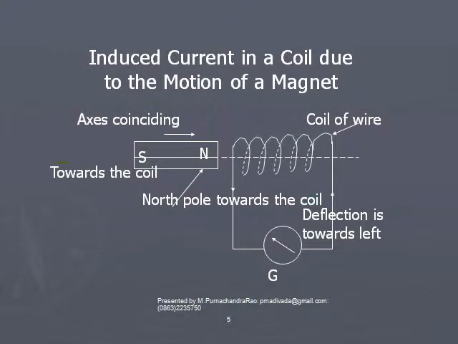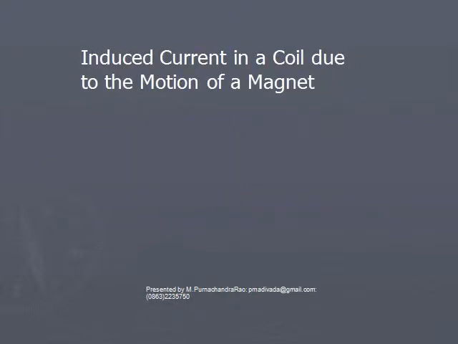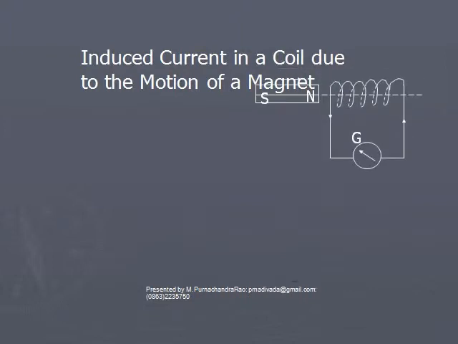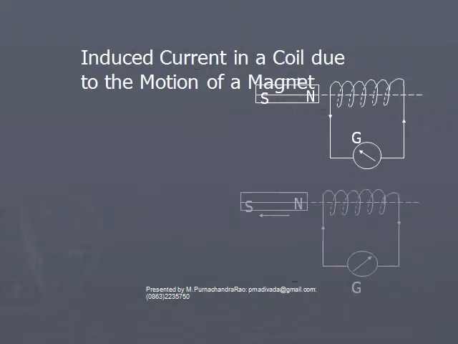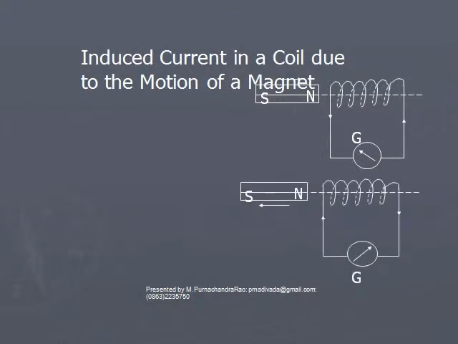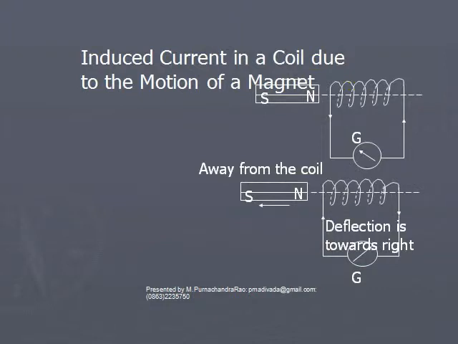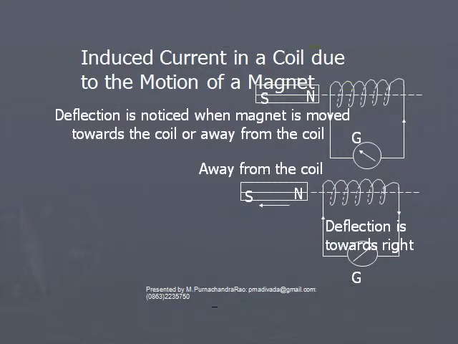We notice deflection in the galvanometer whether we move the magnet towards the coil or away from the coil. The upper figure shows the magnet moving towards the coil. In that case, if the deflection is to the left, then the lower figure shows the magnet moving away from the coil, and in this case the deflection will be to the right. So the deflection will be opposite.